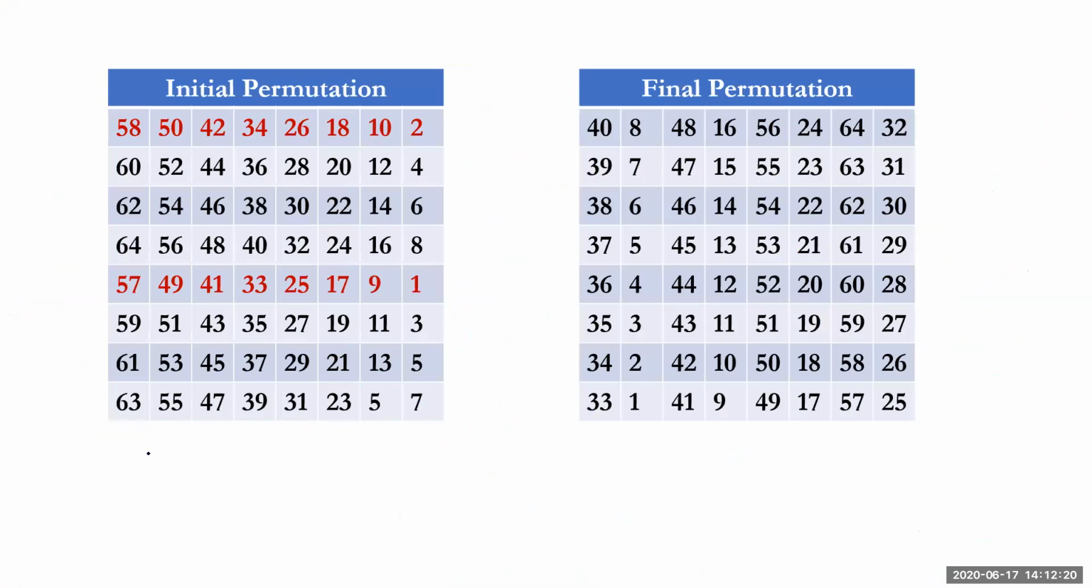Normally 64 bits will be given in a particular order, 1 0 1 1 0 1 0, 0 1 1 1, something like this will be given by your plain text. This bit position is 1, this is 2, this is 3, and so on, up to 64 bits available in your plain text. They will be rearranged based on this initial permutation.